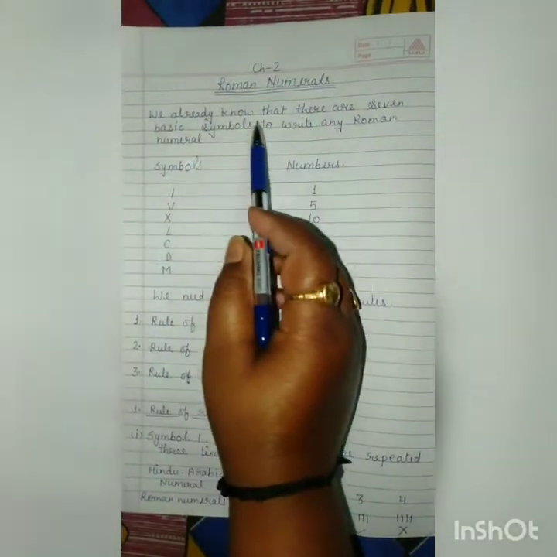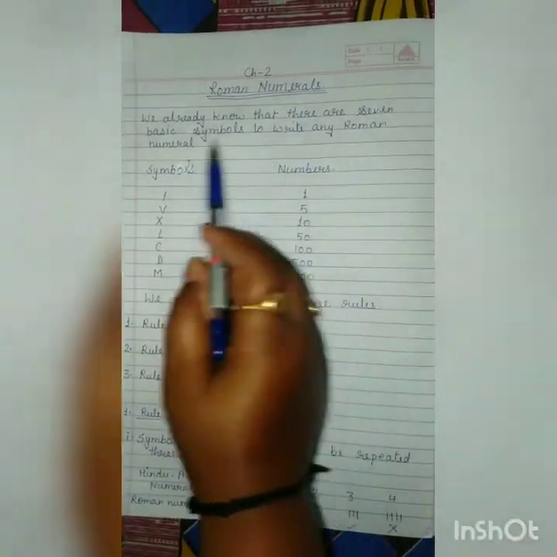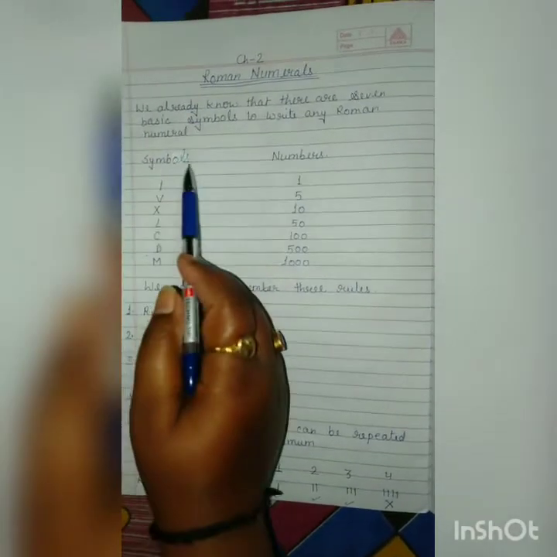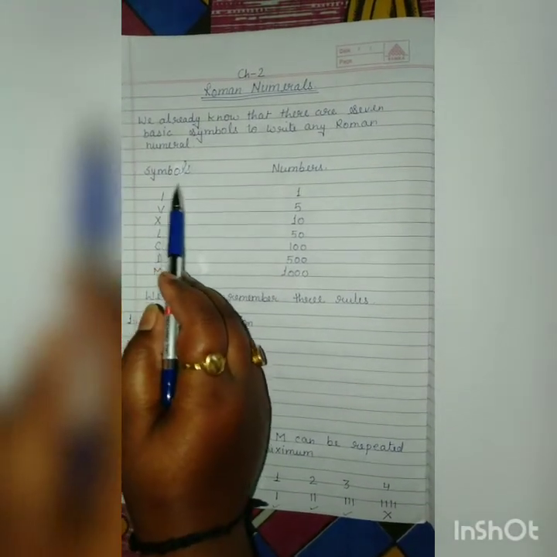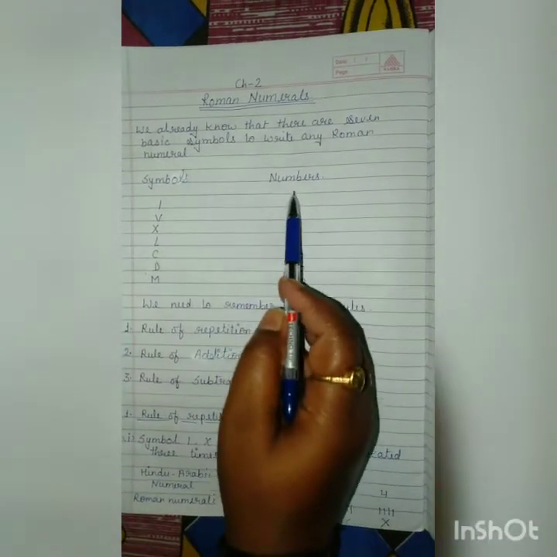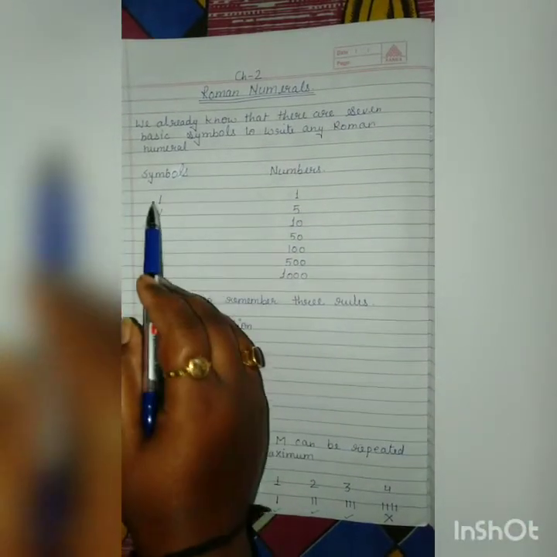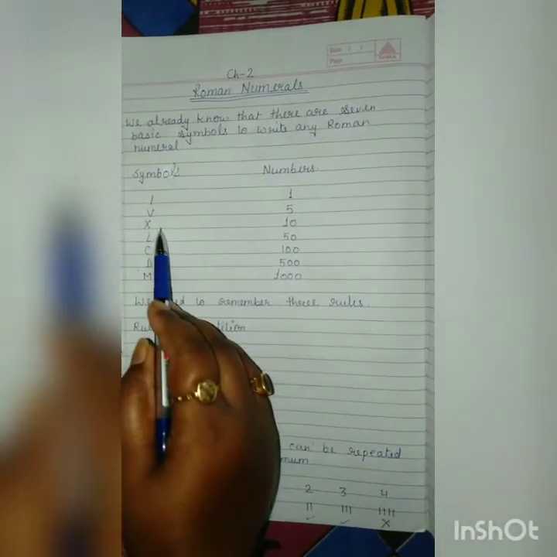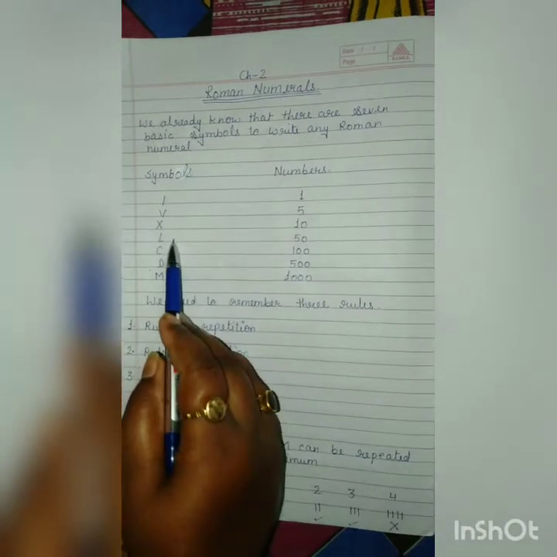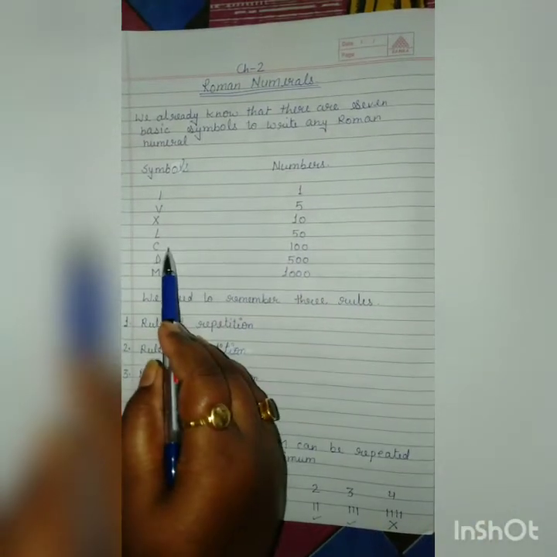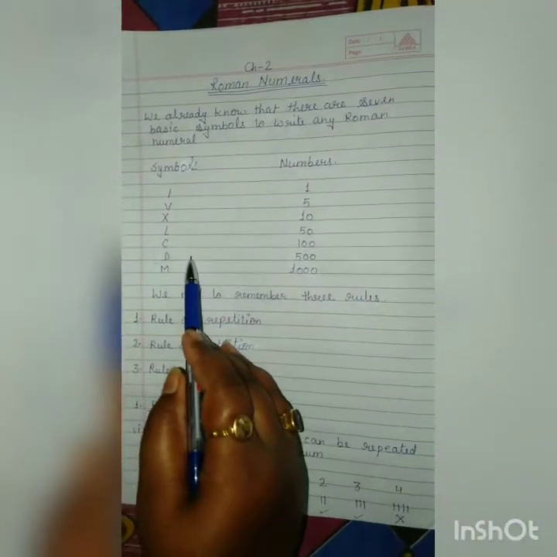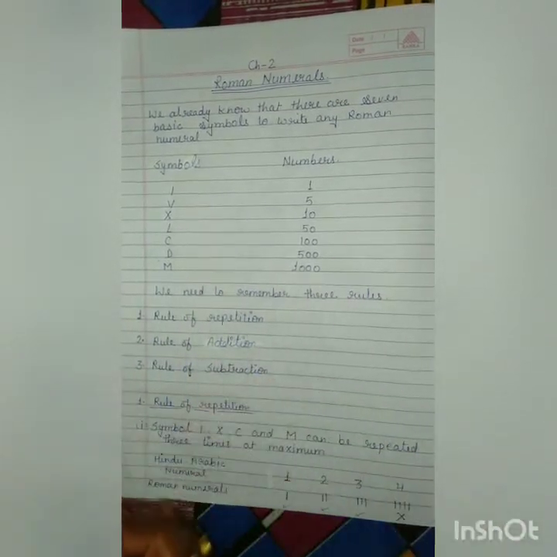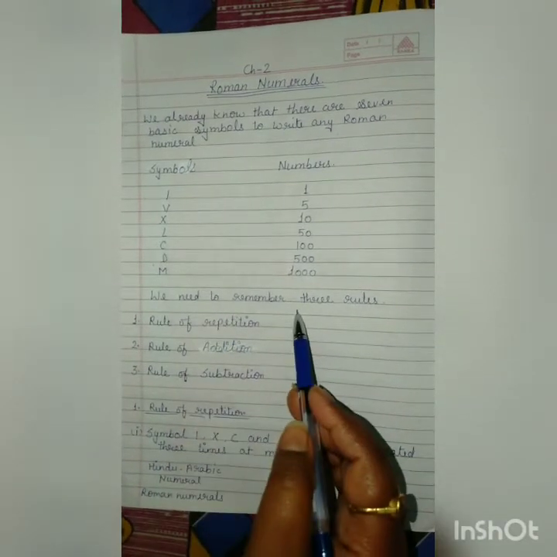We already know that there are seven basic symbols to write any Roman numerals. Symbols are called Roman numerals. Numbers are called Hindu Arabic numerals. I represents 1, V represents 5, X represents 10, L represents 50, C represents 100, D represents 500 and M represents 1000. We need to remember three rules.